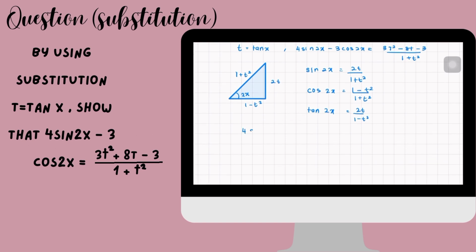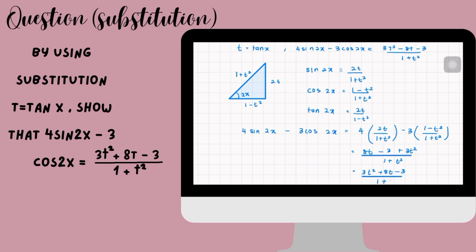So 4 sine 2x minus 3 cos 2x is equal to 4 times 2t over 1 plus t squared minus 3 times cos 2x. So we take 1 minus t squared over 1 plus t squared. So you will get 8t minus 3 plus 3t squared over 1 plus t squared. Final answer is 3t squared plus 8t minus 3 over 1 plus t squared.